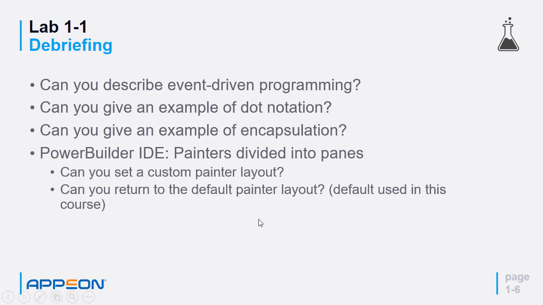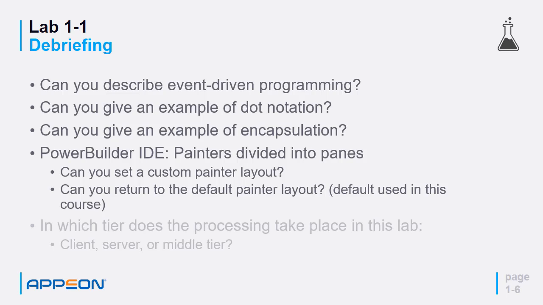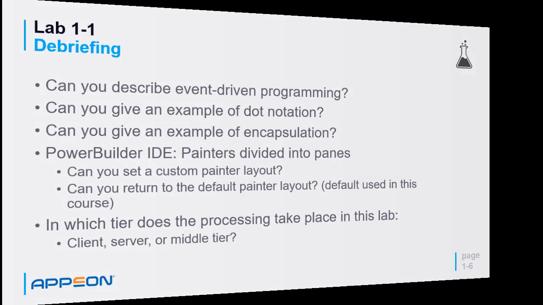So we've actually had a look also at inheritance, how that's actually working within the PowerBuilder development environment. Because when you build something, you don't ask for it. We call this implied inheritance versus explicit inheritance, which we'll cover the difference as we go through later units in this course. Also ask yourself, where is the processing taking place in this particular example? Is it on the client, the server, or the middle tier?